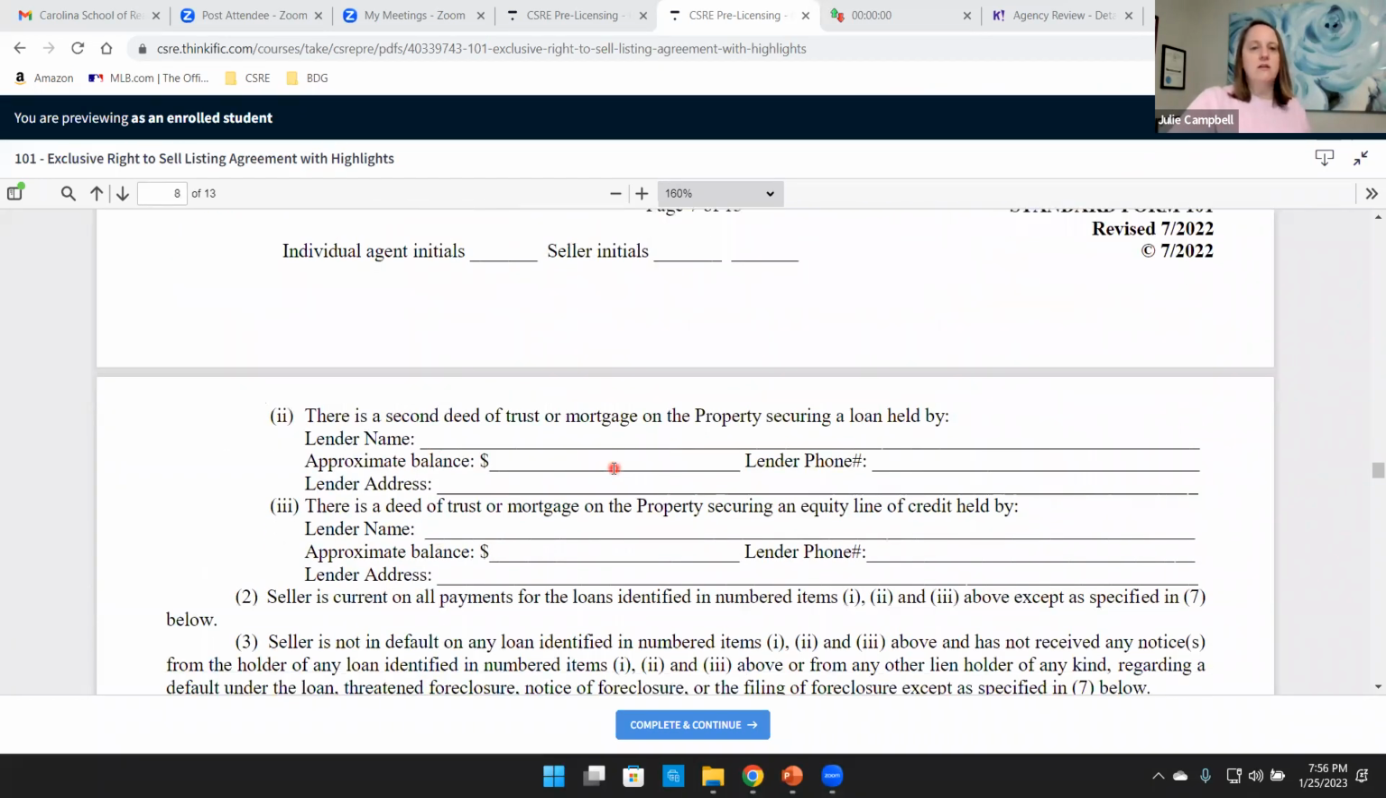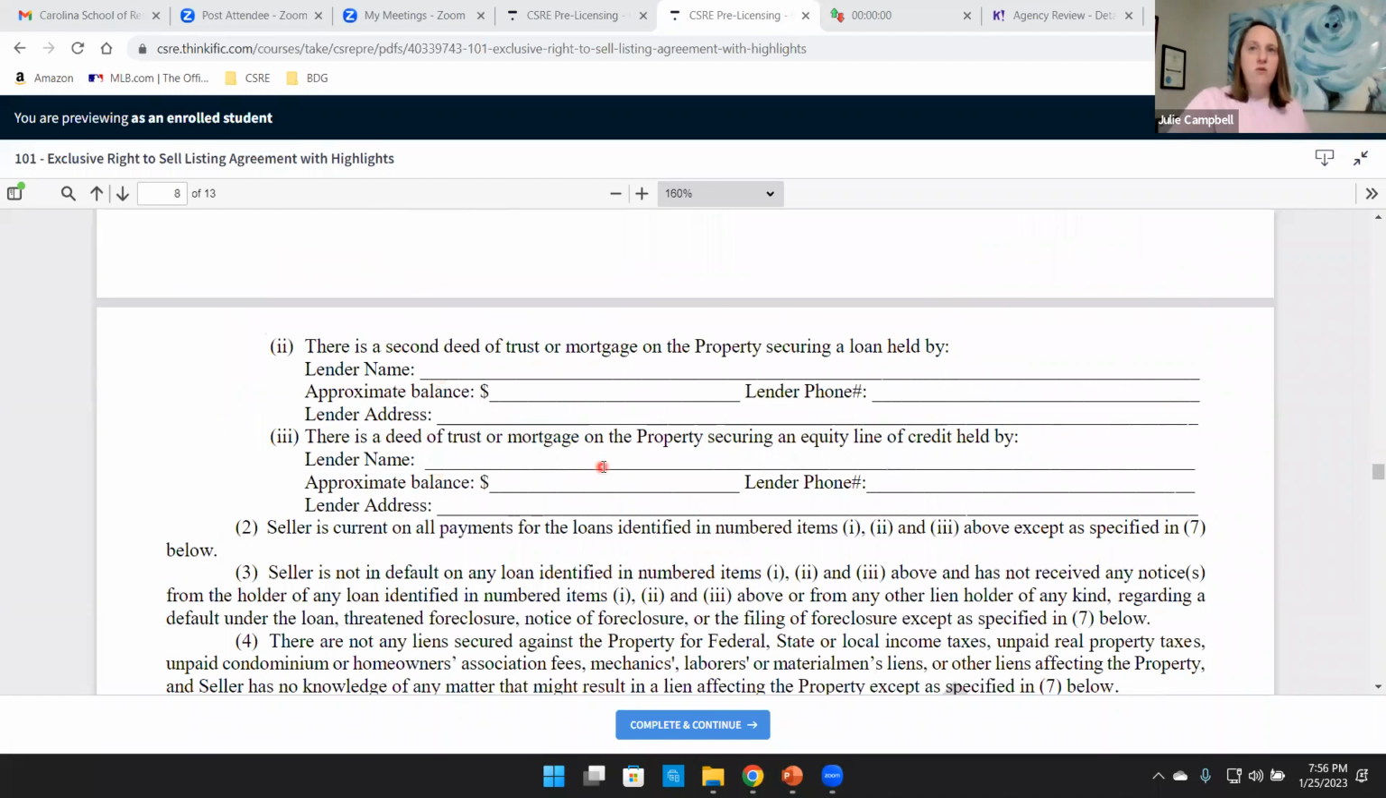There's the second deed. There's the third deed. If you have more than that, then we add an additional piece of paper with additional deeds. So we've got to get the seller to give us their balances. Again, we're trying to help them determine, when you sell this house, this is how much I think you're going to get. But I can't help them determine that if I don't know what their outstanding liens are. So we're getting awfully deep and awfully personal very early in our relationship, aren't we? But it's protecting me. It's also protecting the seller to get this information.